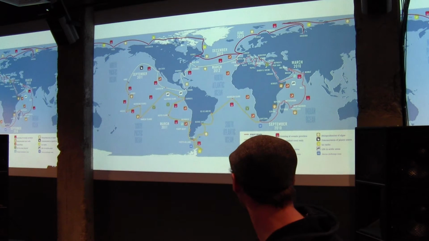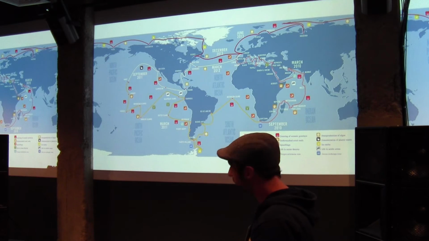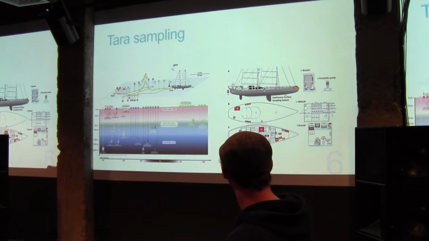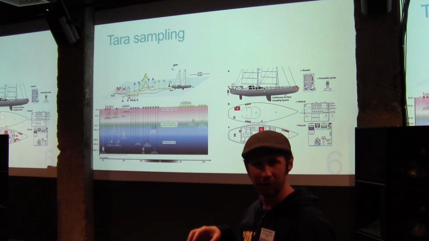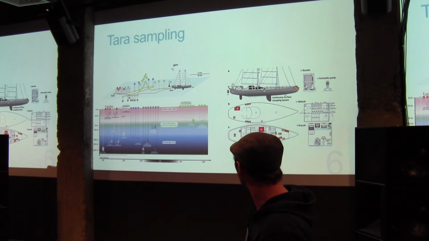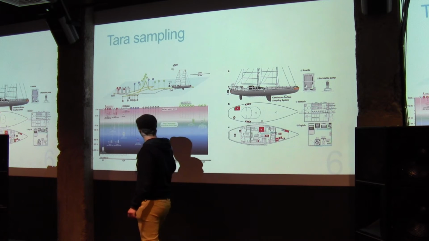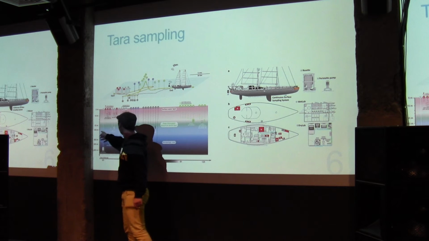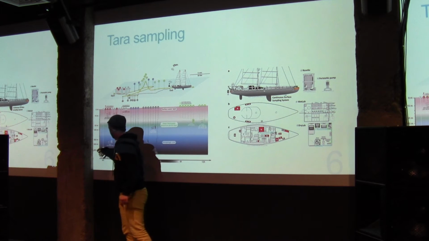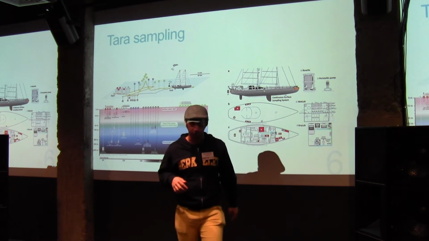The Tara Oceans project was started several years ago, and there's one boat, it's called the Tara. Let's go to the boat first. This is the Tara. And the Tara is supposed to sail around the world and take samples from the ocean at different points. You can see here, for example, the Tara is sampling at different depths, like 10 meters deep, 100 meters deep, 1,000 meters deep, and it goes through the ocean and samples at various spots.